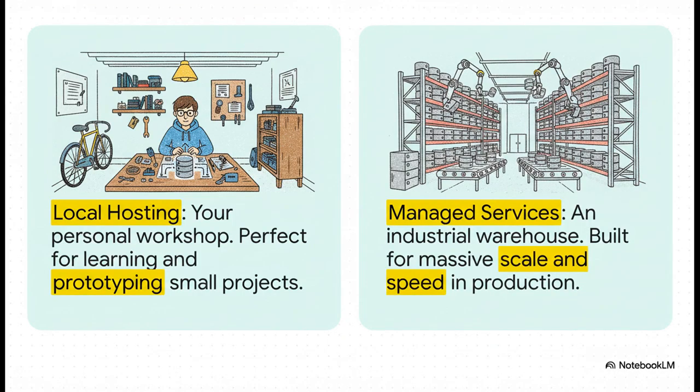Now, when it comes to where you actually host your vector database, you've got two main choices. For learning, prototyping, and smaller projects, running something like ChromaDB locally on your machine is perfect. It's like having your own personal workshop in the garage. But when you're ready to handle millions of documents and real users, you graduate to a managed service like what you'd find on Google Cloud. That's the industrial warehouse, built for massive scale, speed, and reliability.